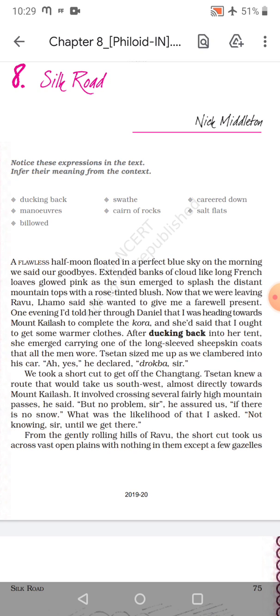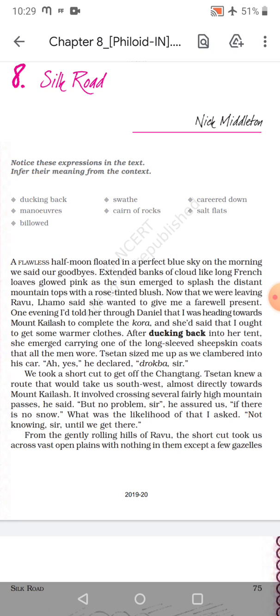We took a shortcut to get off the Changtang. Saturn knew a route that would take us southwest almost directly towards Mount Kailash. So they took a shortcut, and this driver also knew a shortcut to reach Mount Kailash. So we headed out. It involved crossing several fairly high mountain passes. So there are so many mountains, so many passes also there. He said we have to cross so many mountain passes.